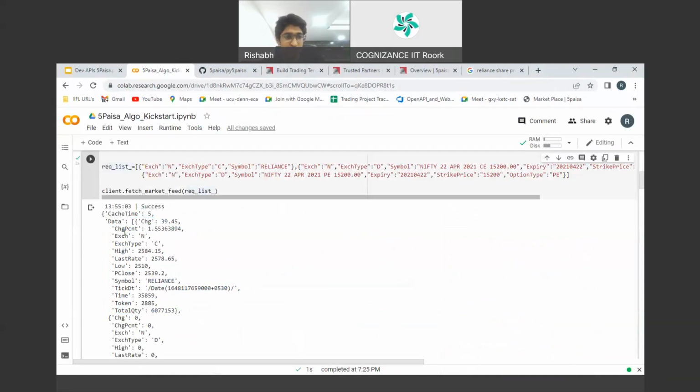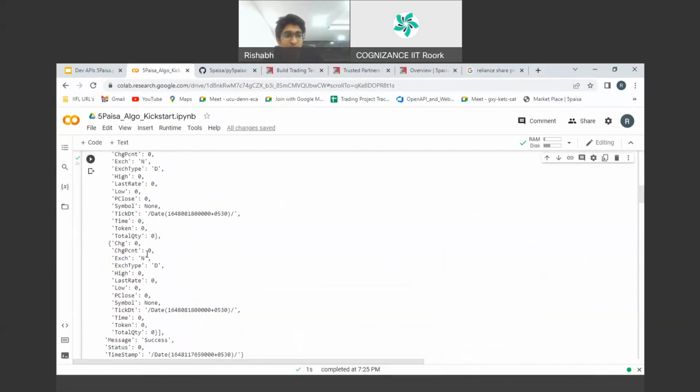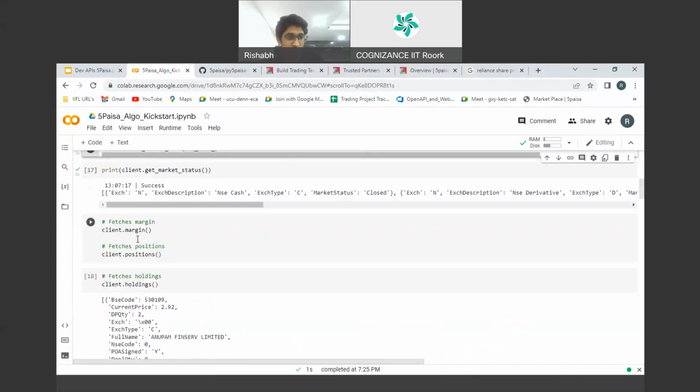Over here, you can see the change percentage. You can see about Reliance. You can check the price, all the prices over here. And the time token, everything, your volume that is traded today. This is a simple small example for one API. Now let's see more things.